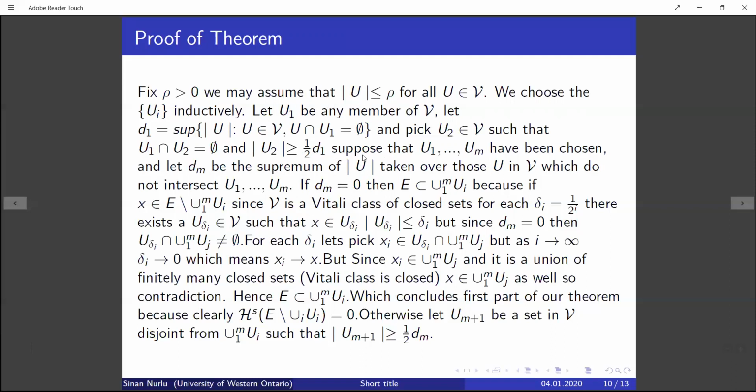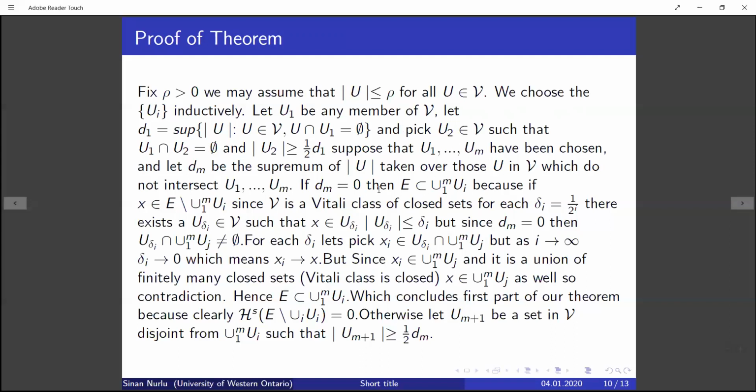All right. We pick our sequence elements like that. So U3 will be depending on D2, where D2 will be the supremum of diameters of U, where U will be in our Vitali class again, but U intersection with U1 union U2 will be empty this time. And then we want U3 to be disjoint from U1 and U2, and the diameter of U3 will be larger than half of D2, the supremum of such elements. Again, if D2 is zero, same problem, but we're going to come to that right about now.